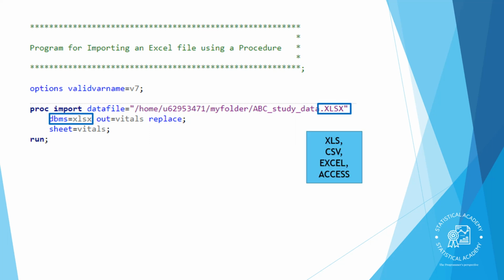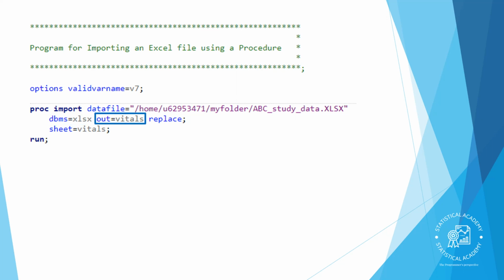For example, if our Excel file has the extension XLS, like Excel 5.0, 1995, 2000, 2002 spreadsheets, which have file format XLS, then we should give XLS. So DBMS option values depend on the file formats. Some examples are XLS, CSV, Excel, Access, etc. And the DBMS option should not be separated by a semicolon. It should be continued in the PROC import statement.